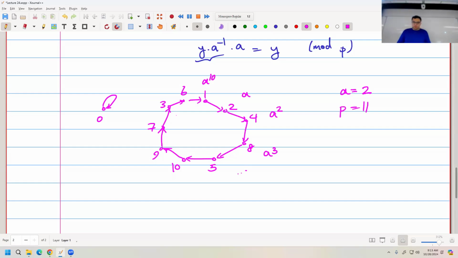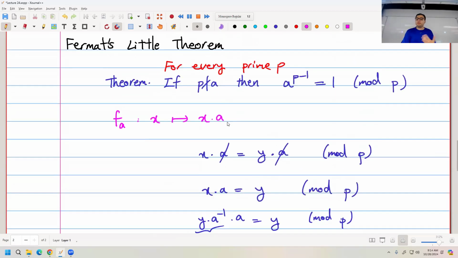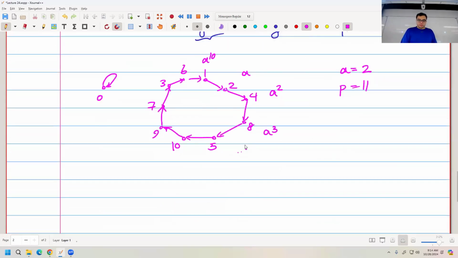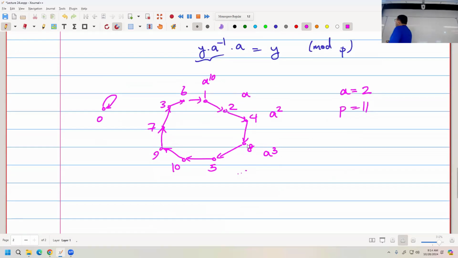Right. So 2 to the power of 10 is congruent to 1 modulo 11. This is just, of course, an example. We want to prove it for every a and for every p. Now, if I were always this lucky, if I could just guarantee that I would always get 2 cycles, one cycle containing 0 and the other cycle of length p minus 1, I would be super happy, right?